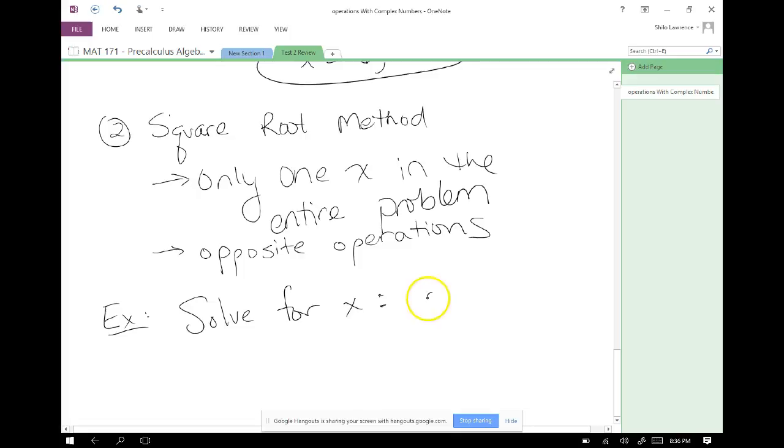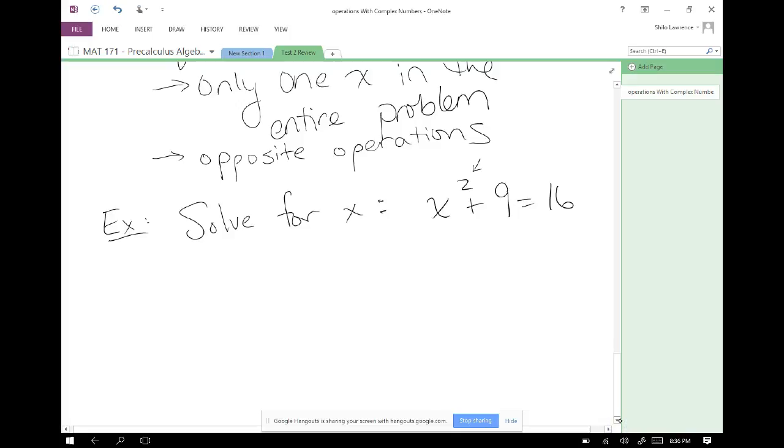So if we had x squared plus 9 equals 16. It's a quadratic equation because we see the square, but we can use the square root method because I only see one x in the whole entire problem, which means I can just use opposite operations to get the x all by itself. I'm just going to start moving things over to the right hand side away from the x one at a time until I have x all by itself, and then I'll have my equation solved for x.